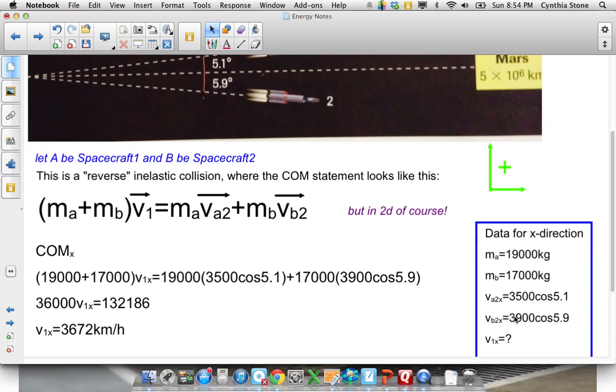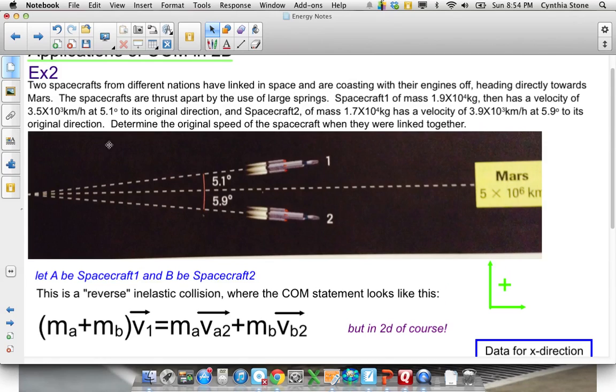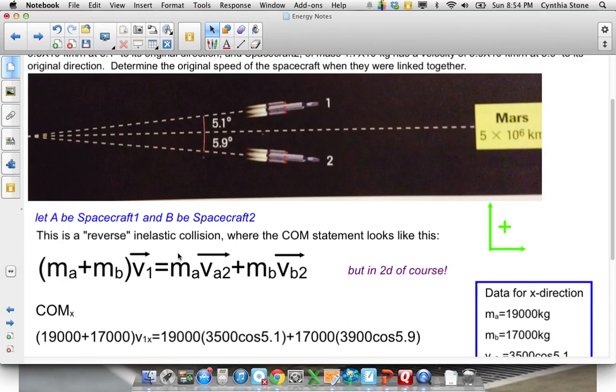Here's something you might say: but Ms. Stone, you said to always use meters per second, and this is kilometers per hour. And so, yes, that's true. However, when you're dealing with the momentum formulas, if everything's kilometers per hour, then you can stick with it. The reason is that if I wanted to put it in meters per second, I would just have to divide both sides by 3.6. Doing the same thing to both sides of the equation doesn't change the equation, right? So it's okay.